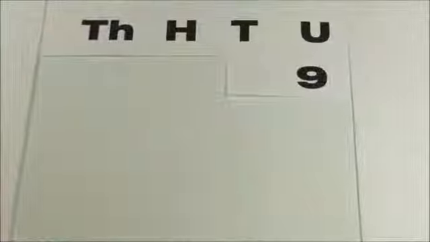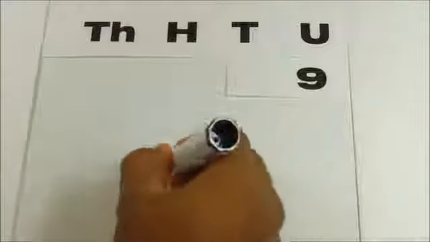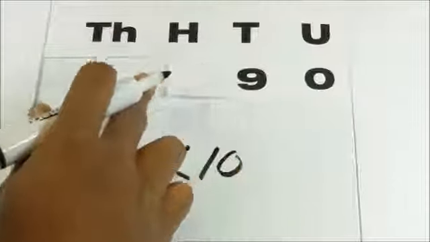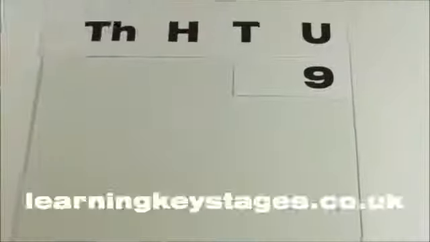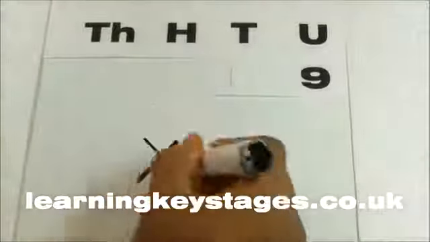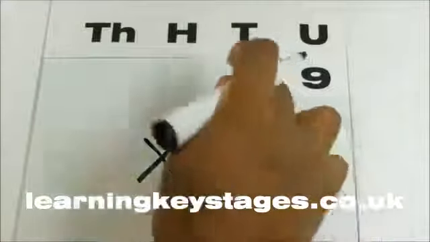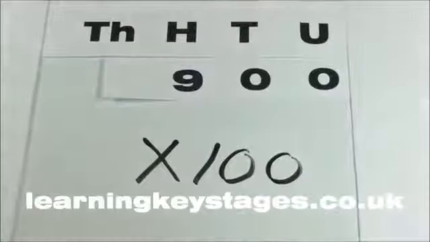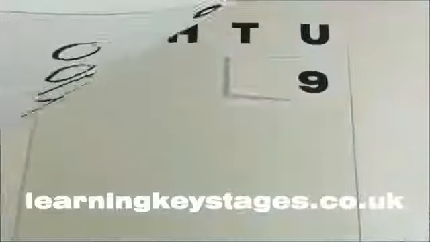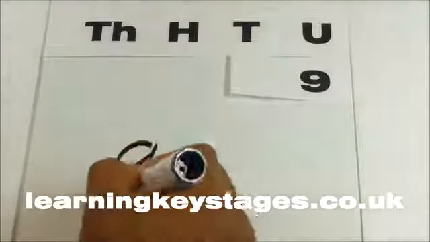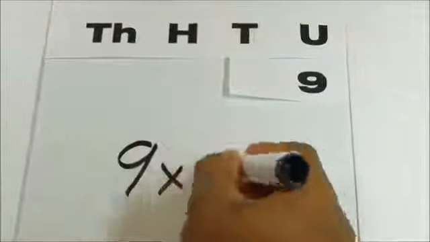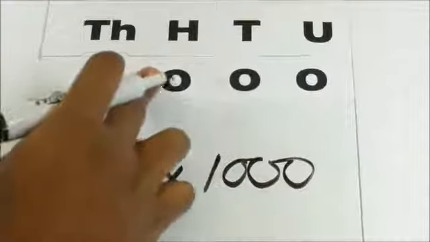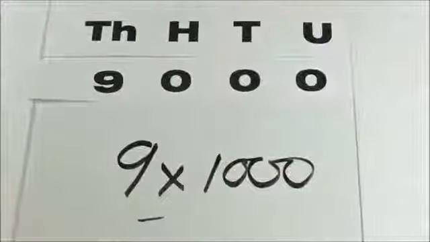Here's another example. You've got the 9 multiplied by 10 becomes 90. 9 multiplied by 100, 2 columns, becomes 900. 9 again multiplied by 1000, 2, 3 columns, equals 9000.